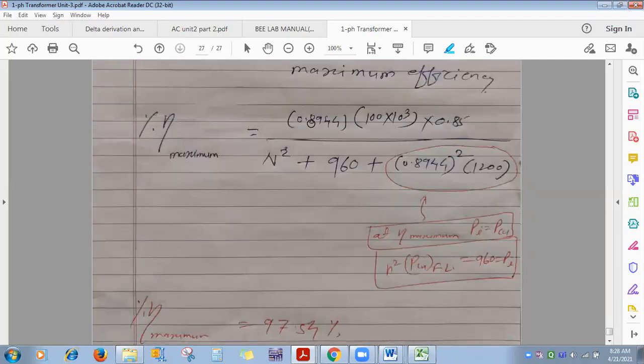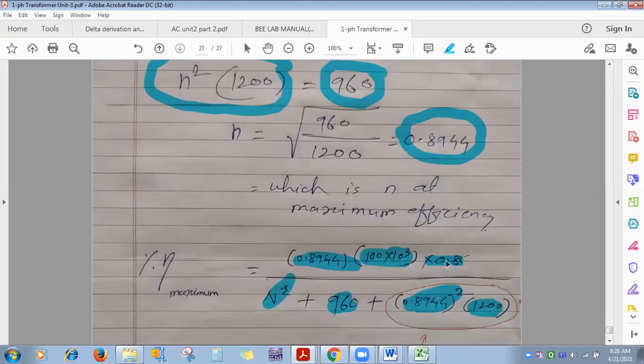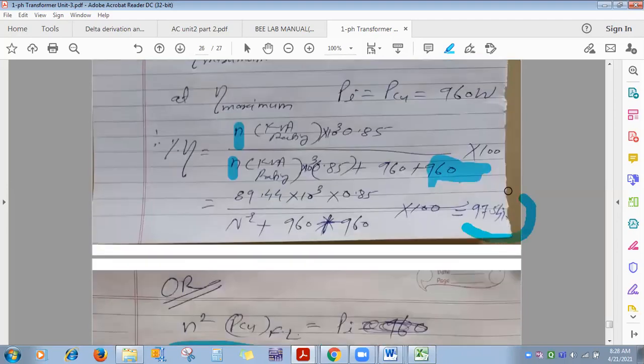Okay. So see, N into full load kVA rating, this 0.85 is already given. Numerator will be as it is. 960 iron loss. See, N square 0.8944 its square into full load copper loss. Same answer, 97.54. Here also see, 97.54. Any method you can use, or I have written here.